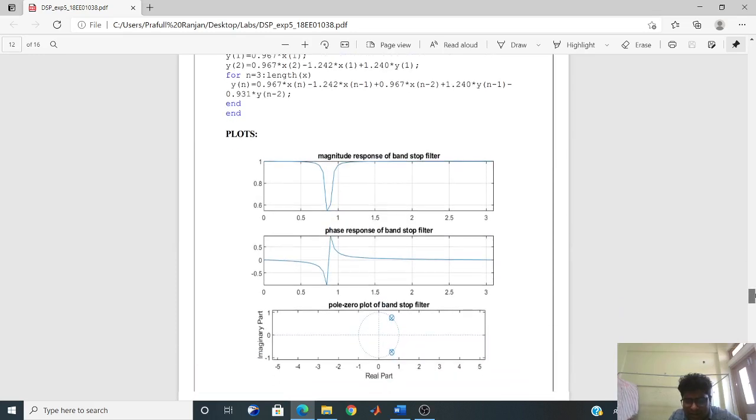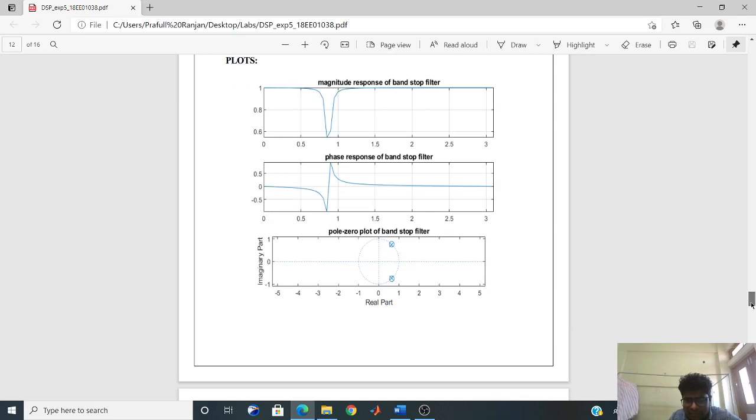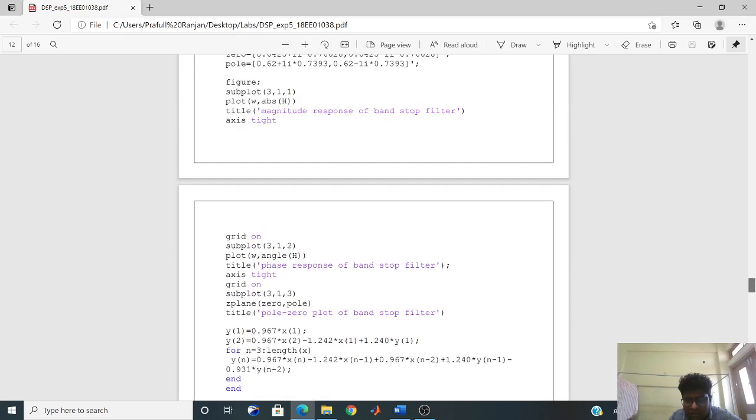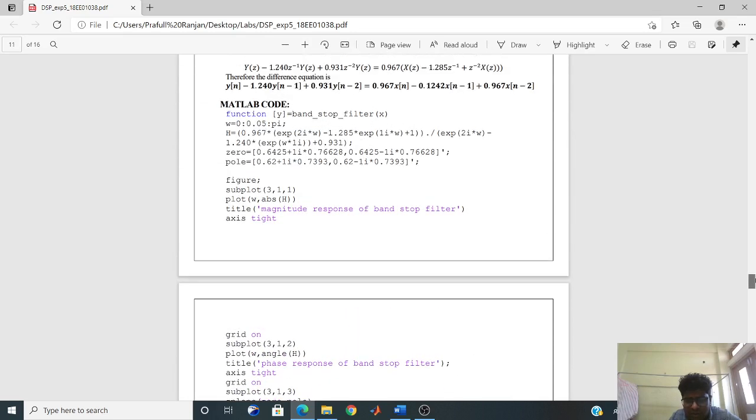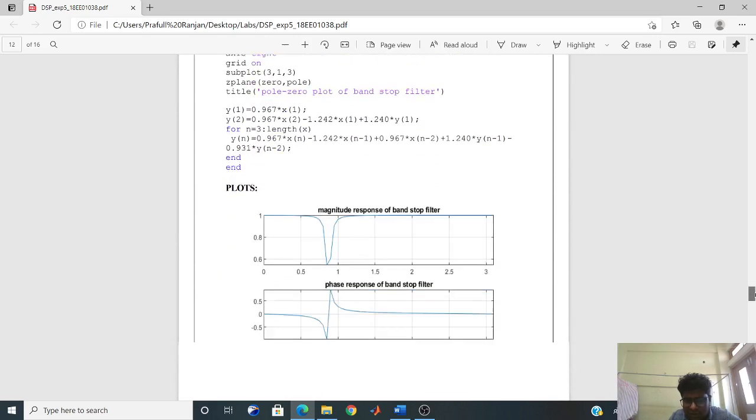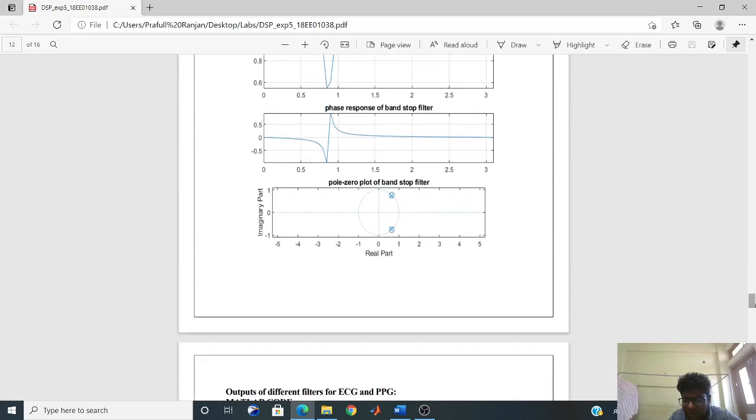And we can see that as the values are very close, these poles and zeros come closer also. Correspondingly, it was 0 point something, it's 0.7 now, yeah, 0.6425. So these are the values.